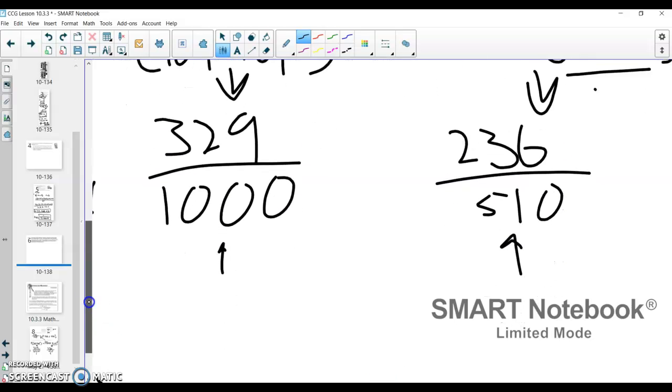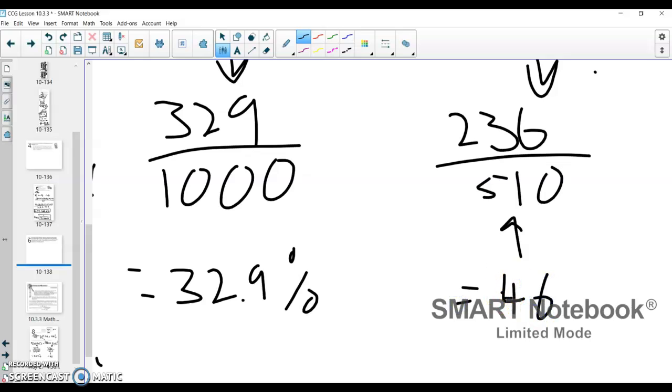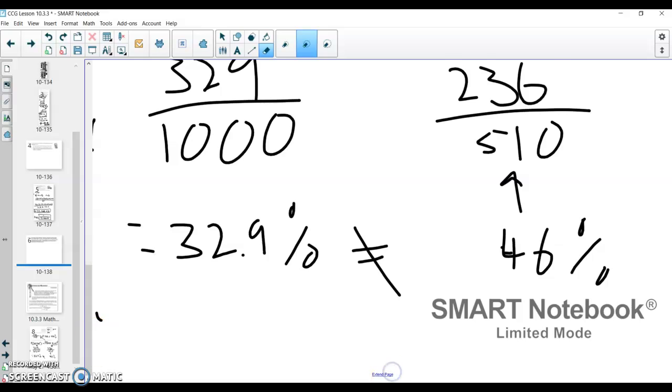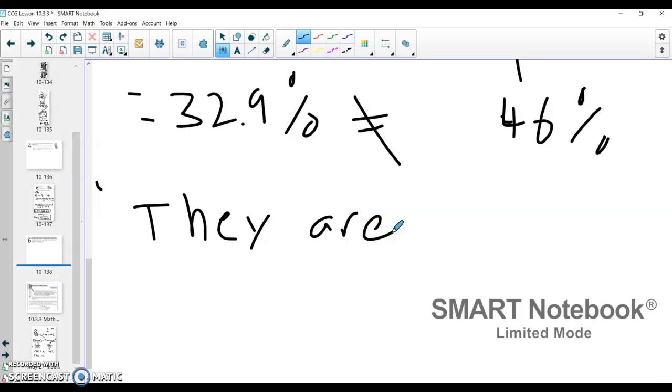So let's talk about the probabilities of the two, and we'll see if they're the same. So 329, sorry for a terrible equal sign here, that's what that's supposed to be, 329 divided by 1,000 gives you about 32.9% for this one, and 236 divided by 510 gives you about 46% here. And since these two probabilities are not equal to one another, that means they are associated. Because if they were equal, they'd be independent.